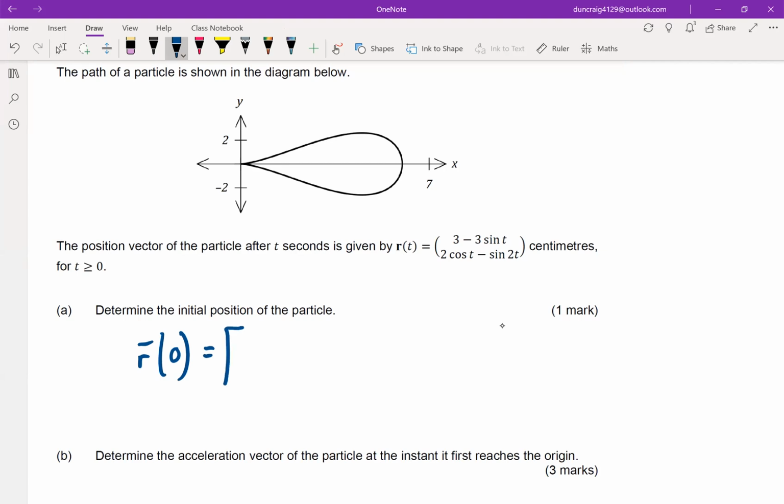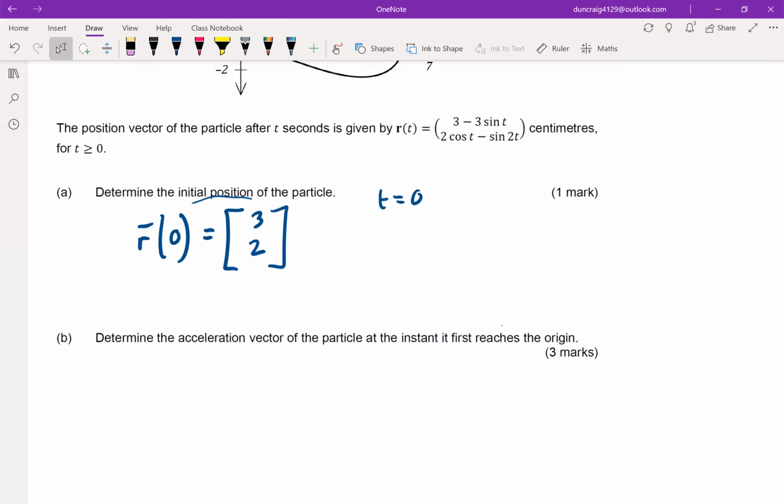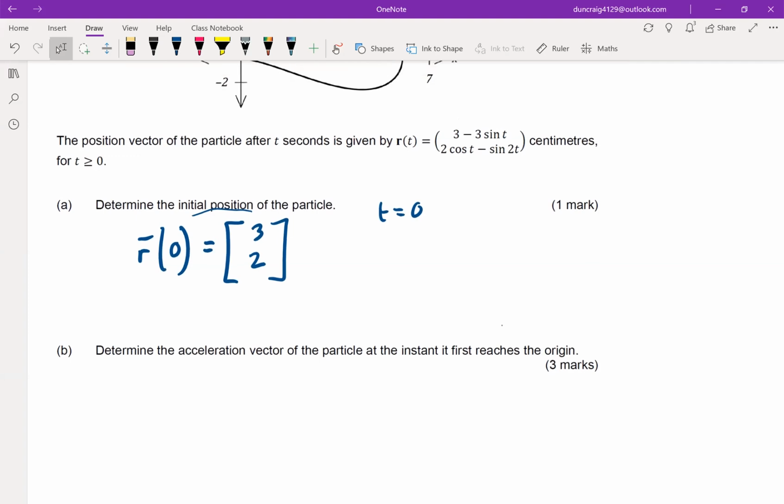And what are we going to get here? We're going to get, well, just 3 there. And for the cos, cos of 0 is 1, so 2, and so we're just going to get 3, 2 there. Nice and easy. So just remember initial position is t equal to 0. Now, determine the acceleration vector for the particle at the instant it first reaches the origin.